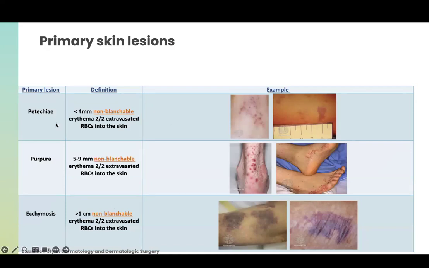And then we're going to move on to petechiae, purpura, ecchymosis. Again, they're all similar. They are all non-blanchable erythema because of RBC extravasation into the skin. But the difference between them is size. So petechiae is very small, less than 4 millimeter. Purpura is 5 to 9 millimeter, and more than 1 centimeter is ecchymosis. And obviously, your differential is going to be very different based on each and every one of them.